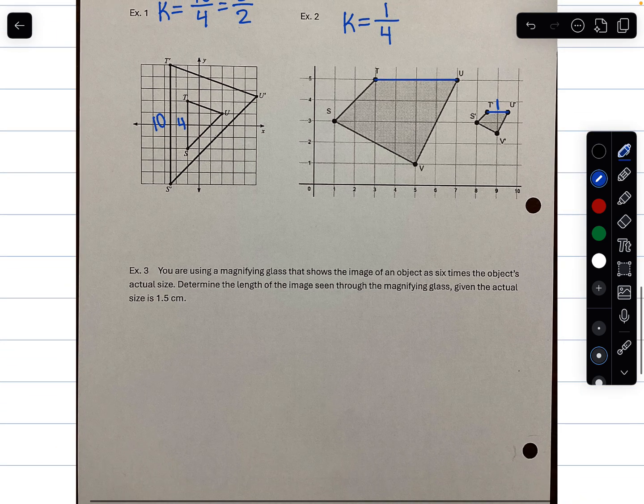All right, last one. You're using a magnifying glass that shows the image of an object as 6 times the object's actual size. Determine the length of the image seen through the magnifying glass, given that the actual size is 1.5 centimeters. Okay?